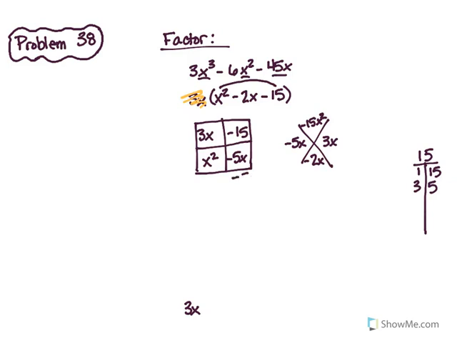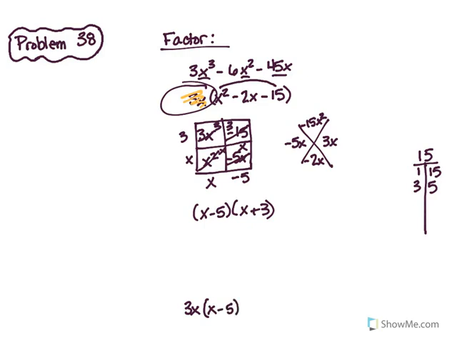I can take out a negative 5, and I'm left with x and 3. I can take out an x, and I'm left with x and 3, and then I'm just left with x and 3. So usually we would just say our factors are x minus 5, x plus 3. However, we had a 3x left from the beginning, so up here we had a 3x. So we're just going to use that 3x and put our other factors on there. And that is the whole answer.